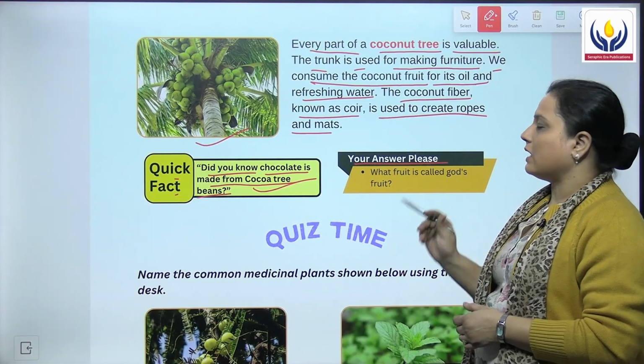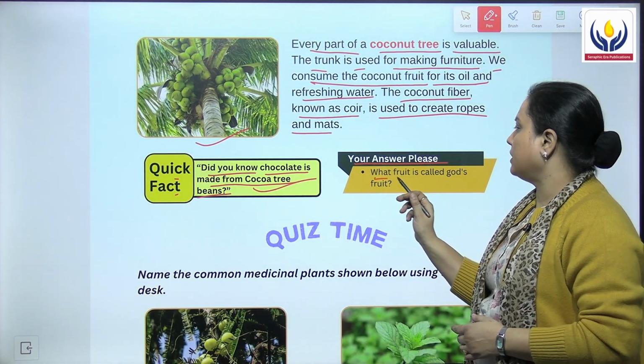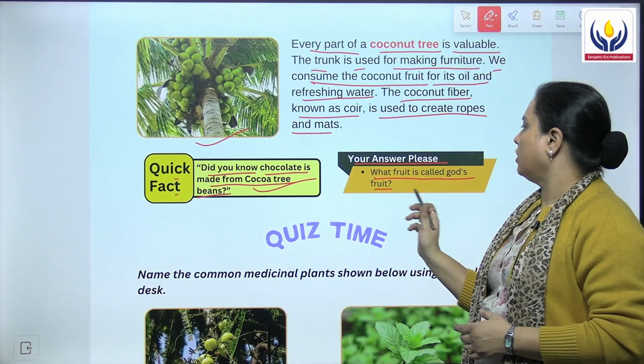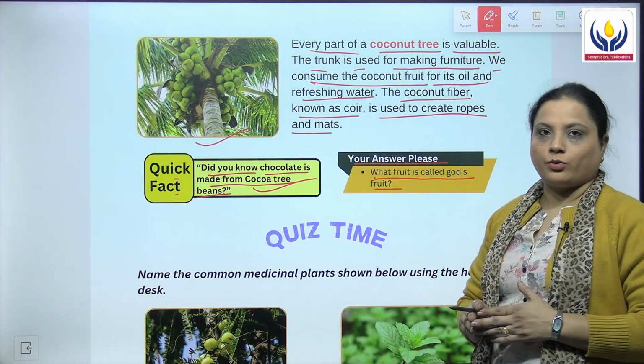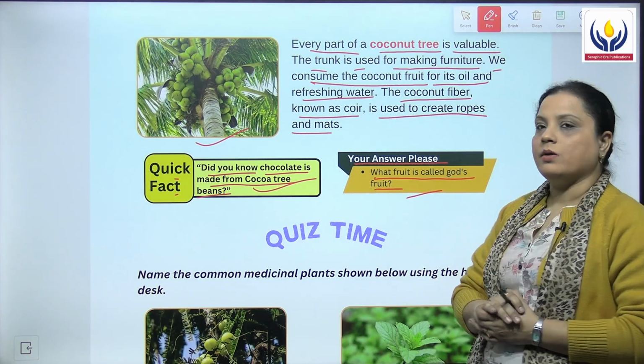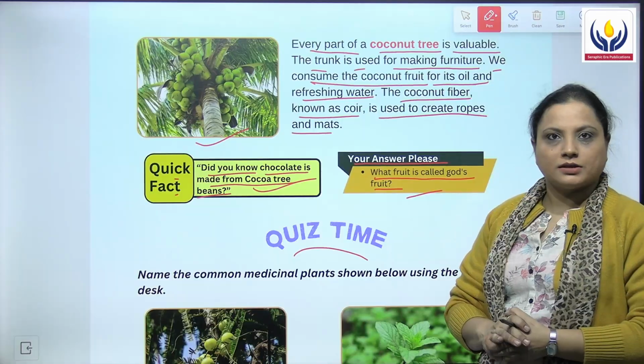Then there is a your answer please question for you children. And the question is, what fruit is called God's fruit? So you have to answer the question and write the answer over here. Let's now move to the quiz time.